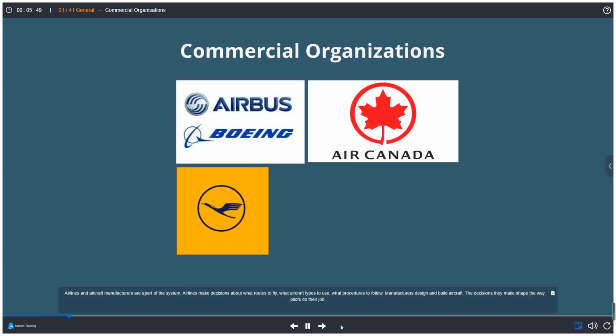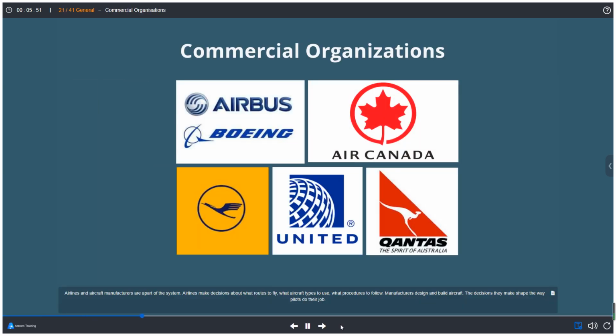Airlines and aircraft manufacturers are a part of the system. Airlines make decisions about what routes to fly, what aircraft types to use, what procedures to follow. Manufacturers design and build aircraft. The decisions they make shape the way pilots do their job.